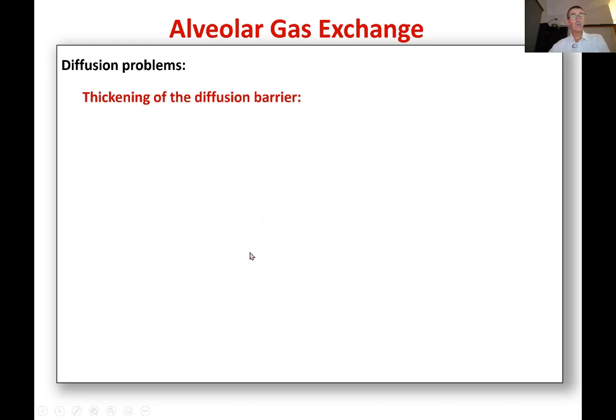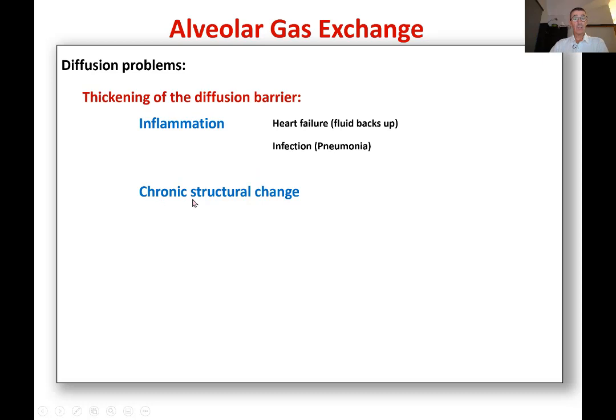So there are several diffusion problems. That's where you've got a thickening of the diffusion barrier. You can have what I call sort of inflammatory ones. Heart failure is not really inflammation, but you've got a backup of fluid into the heart that can widen the diffusion barrier. You can have an infection with pneumonia, so inflammation in the alveoli itself, that can widen the diffusion barrier. You can have chronic structural change to the alveolar tissue with interstitial lung disease, with emphysema, that can again give a widened diffusion barrier.